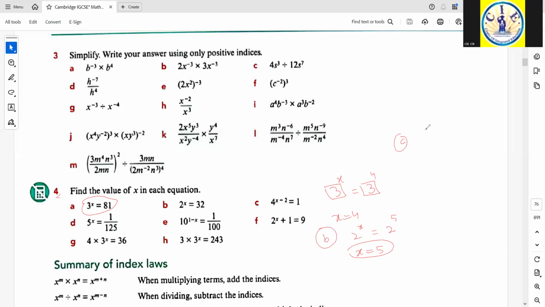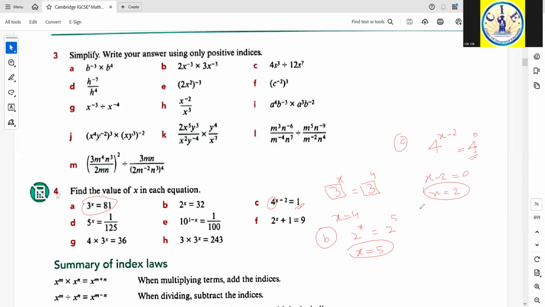Then part C, 4 raised to the power x minus 2 equals 1. Now since we can see that on the left side the base is 4 and on the right side the answer is 1, we can write it down as 4 raised to the power 0, because 4 raised to the power 0 would again be 1. So making the bases same on both the sides, that generates x minus 2 equals 0, simplifying it to x is equal to 2.